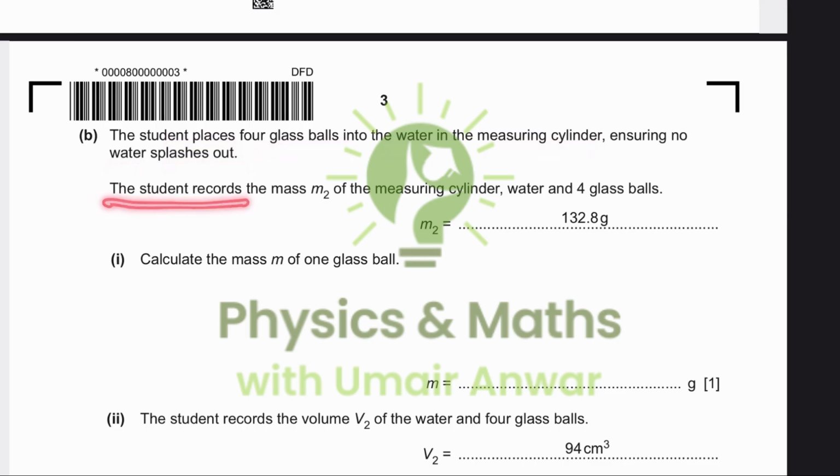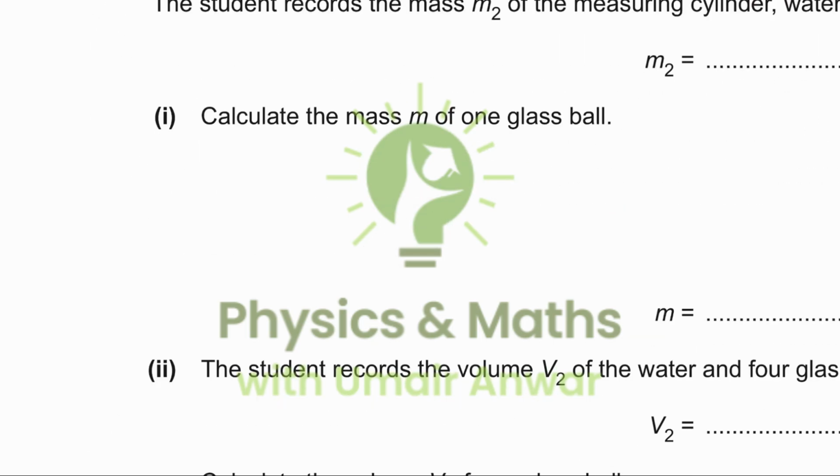The student records the mass M2 of the measuring cylinder, water, and the 4 glass balls, and this comes out to be 132.8 grams. Calculate the mass M of 1 glass ball. Okay, for calculating this answer, the first thing that we are going to do is find the mass of 4 glass balls. And this would be simple.